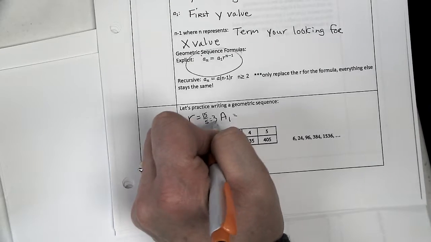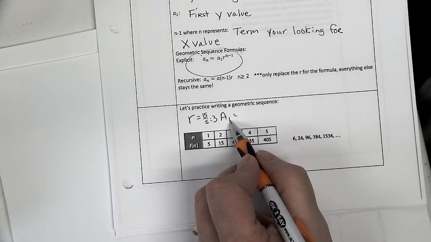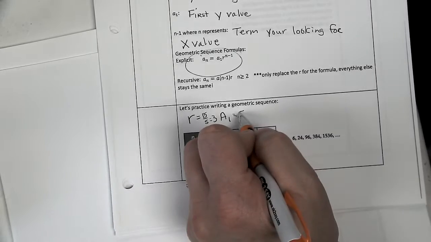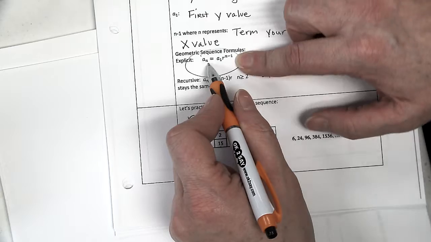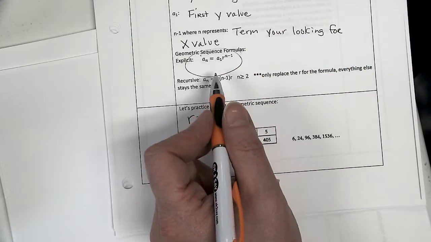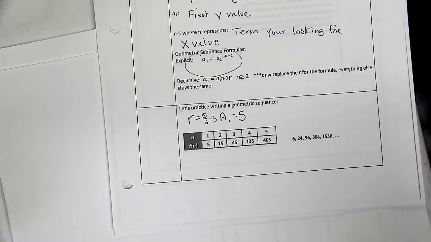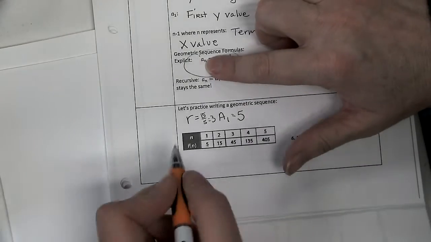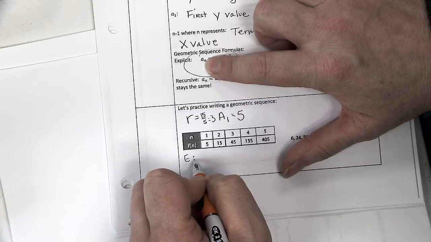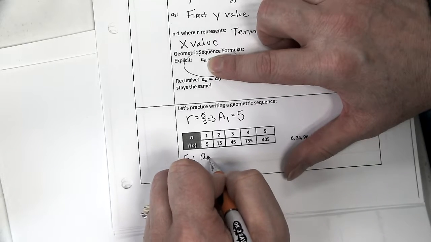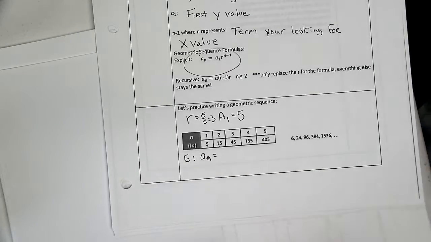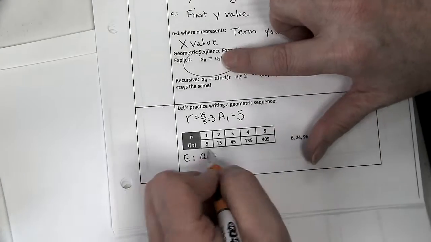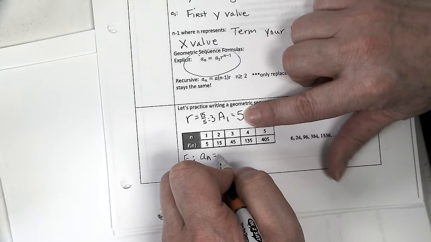Now, if you look at the geometric sequence right here, I'm only writing the rule. For the first 11 problems on your homework, all you have to do is write the rule. You don't have to find a term. So all I'm writing down right now is the rule. So the explicit rule equals A of n, which is whatever term I ask you to get, is equal to, what is my A of 1? 5 times, what's my ratio? 3. And then I write n minus 1 as my exponent.